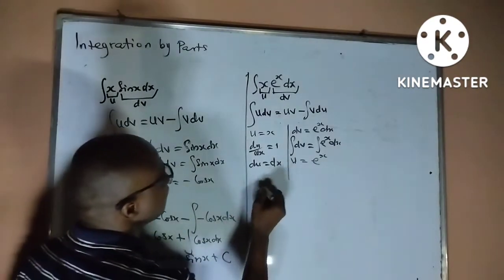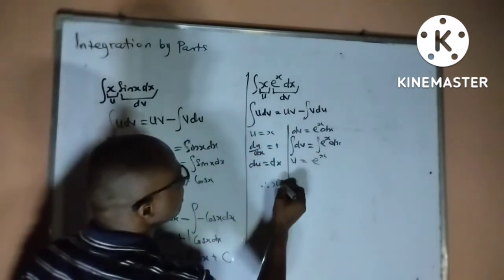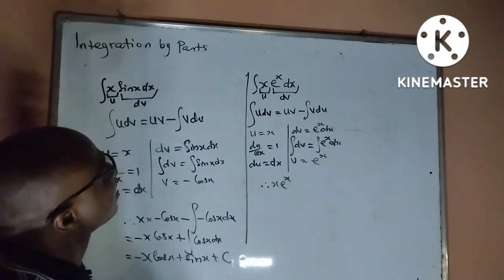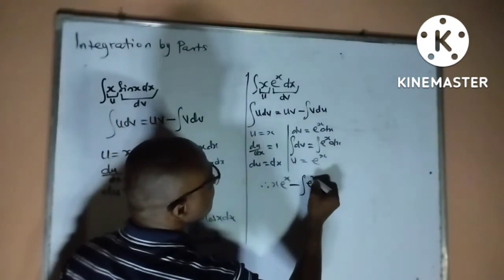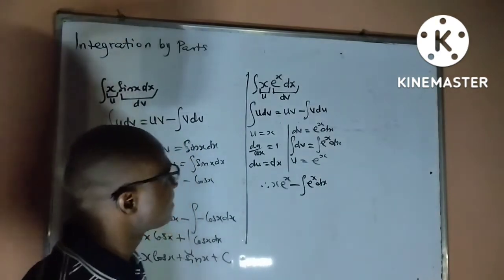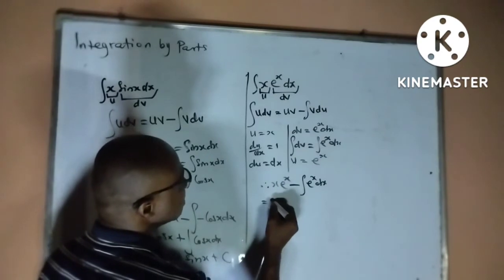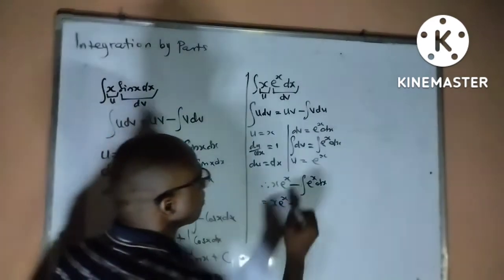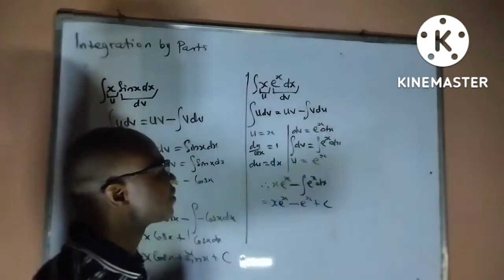Substitution next. My u is x and my v is e raised to power x, minus the integral of v, which is e raised to power x, then du, which is dx. What is now remaining is to take the final integration, which will give my result as x e raised to power x minus the integral of e raised to power x, which is equal to e raised to power x, then plus c, the constant of integration.